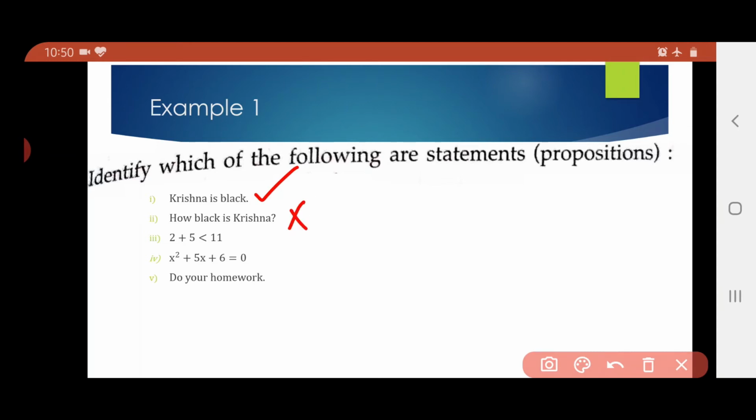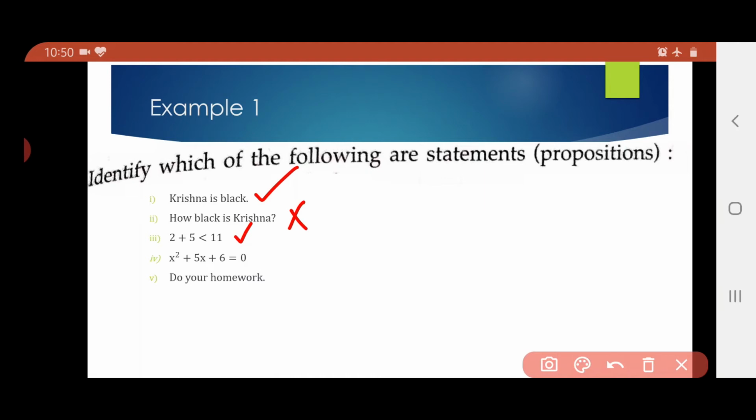Fine. Next, 2 plus 5 is less than 11. So 2 plus 5 is basically 7. 7 is less than 11. So it is definitely asking you a question, yes or no. That is true or false. Now obviously 7 is less than 11. The answer is yes. Means I can answer this sentence by saying yes or no. So therefore this is again a proposition.